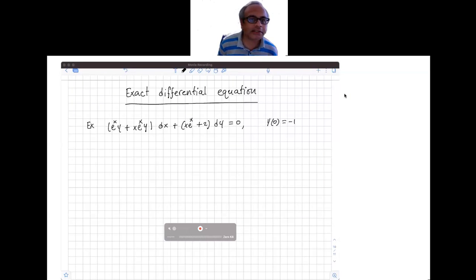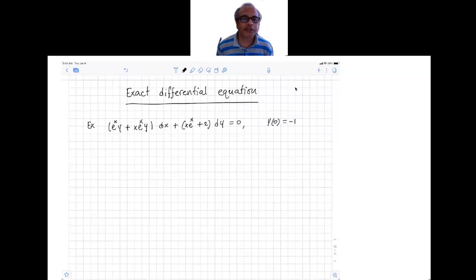In this lecture, I'm going to demonstrate how you solve an initial value problem when the differential equation is exact. Now, I'm going to assume that I don't know whether the differential equation is exact or not, but I intend to apply a method if the differential equation is exact. So the first thing is I'm going to test whether the differential equation is exact.